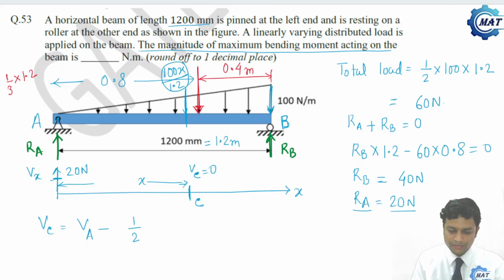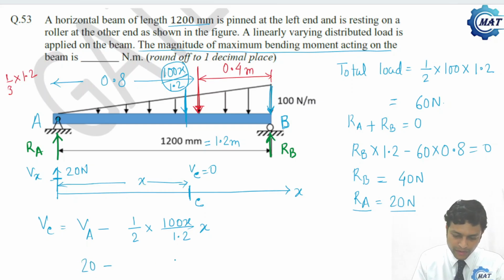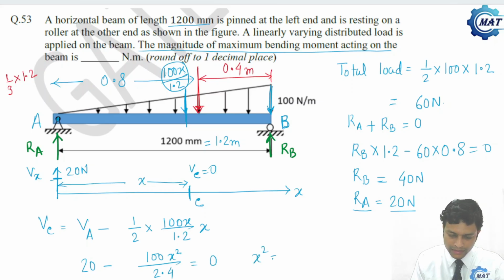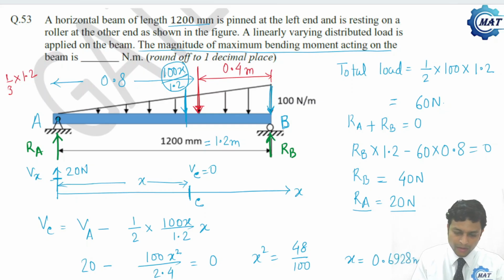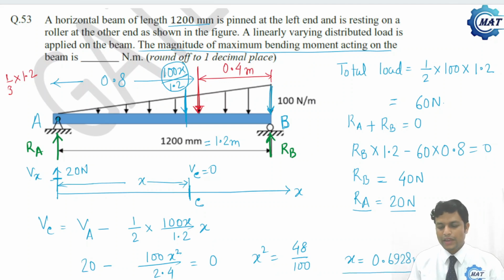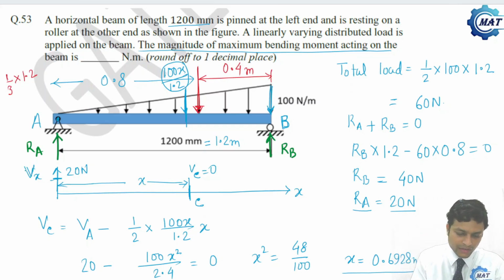There is a triangular area, so half into intensity, which is 100x by 1.2, and length is x. So this is the area, the total area of the load, and that is the total load. So you can determine the value of x from here: 20 minus 100 x square by 2.4 is 0. That is x square is 20 into 2.4, which is 48 by 100, 0.48, and from this you will get x is 0.6928 meter. So at x equal to 0.6928 meter, shear force Vx is 0.